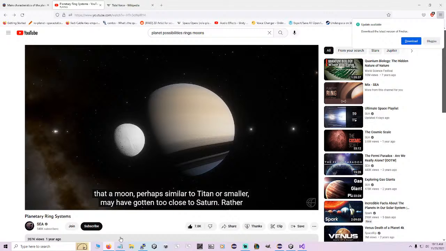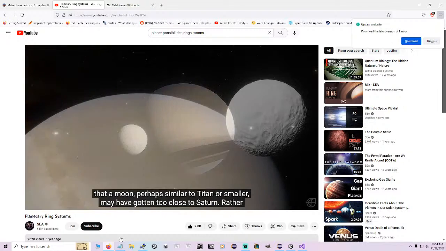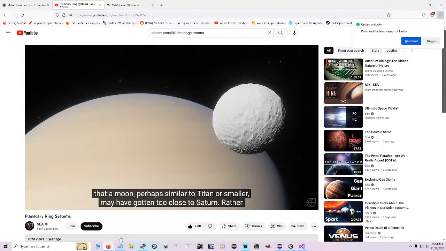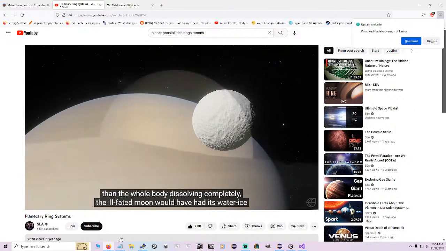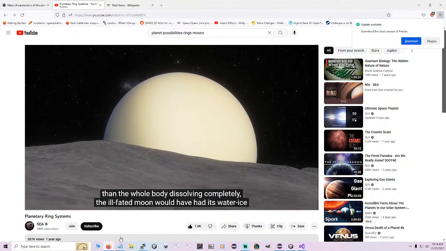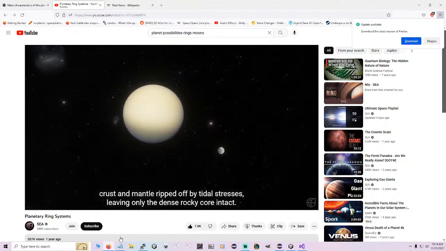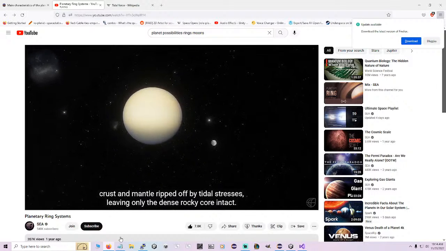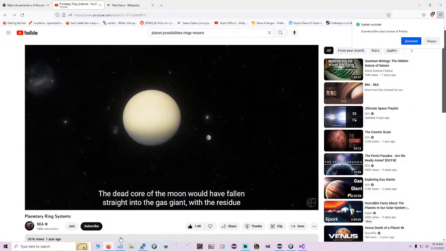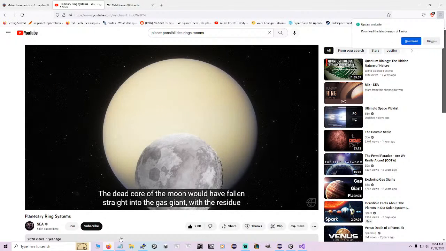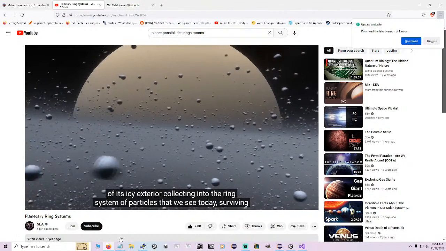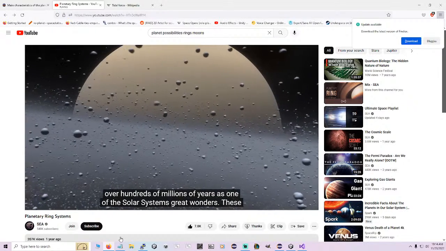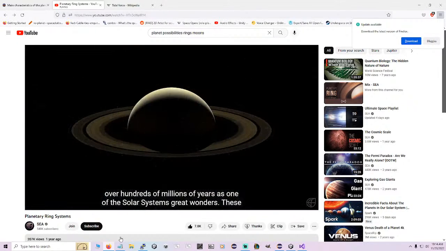It is thought that a moon, perhaps similar to Titan or smaller, may have gotten too close to Saturn. Rather than the whole body dissolving completely, the ill-fated moon would have had its water ice mantle and crust ripped off by tidal stresses, leaving only the dense rocky core intact. The dead core of this moon would have fallen straight into the gas giant, with the residue of its icy exterior collecting into the ring system of particles that we see today, surviving over billions of years as one of the solar system's great wonders.